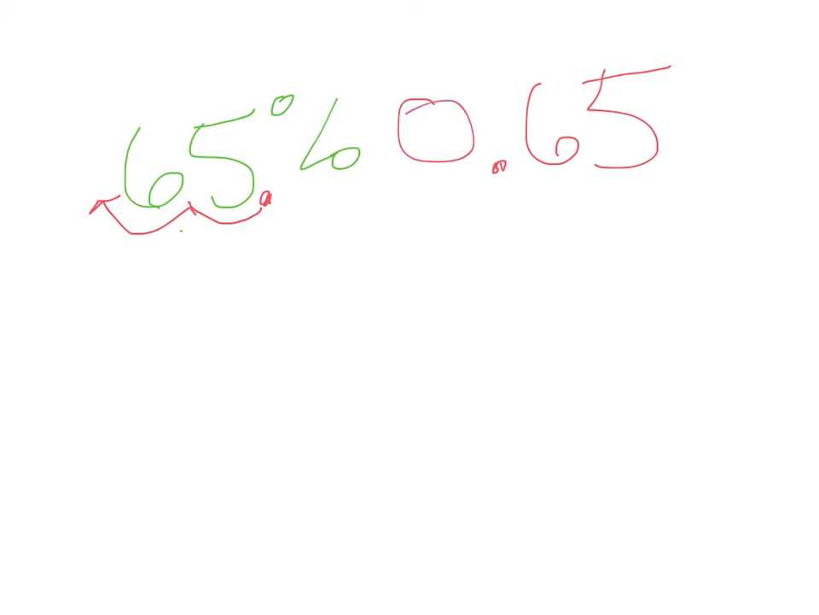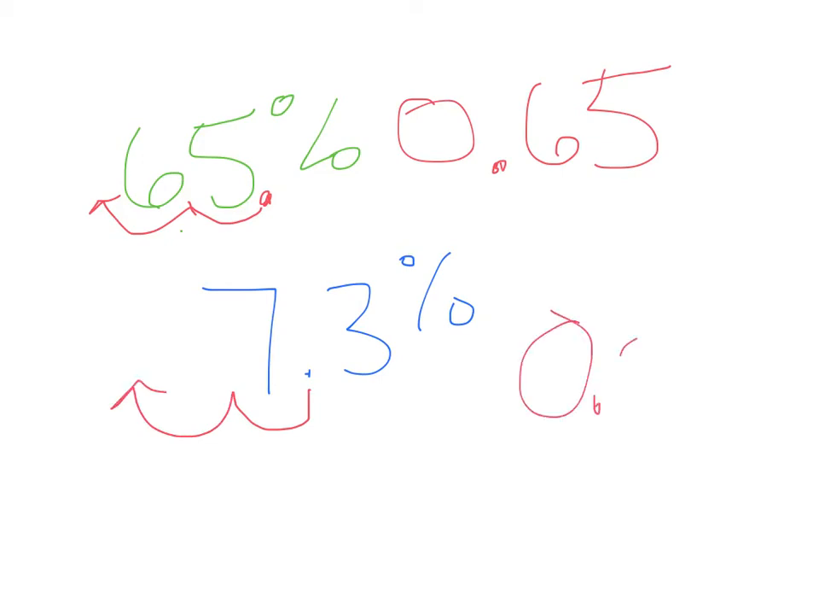0.65 would be the proper way to write that, but if you didn't put that 0 there, I'm not going to mark you wrong. In any case, if you have 7.3% and I want to know what that is as a decimal, you've got to take this decimal and move it 2 places to the left. So this is actually going to be 0.073. So that's converting your percent to a decimal this time.